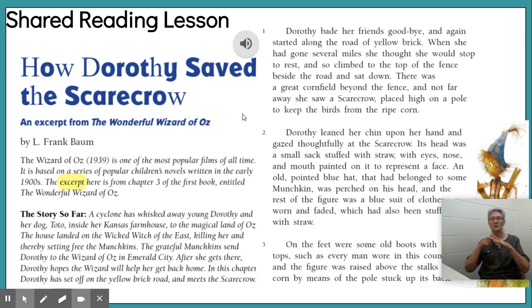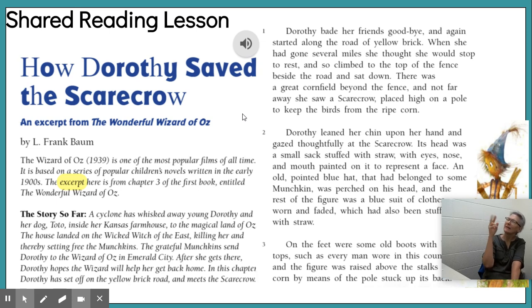Paragraph 1. Dorothy bade her friends goodbye and again started along the road of yellow brick. When she had gone several miles, she thought she would stop to rest, and so she climbed to the top of the fence beside the road and sat down. There was a great cornfield beyond the fence, and not far away she saw a scarecrow placed high on a pole to keep the birds from the ripe corn. Dorothy leaned her chin upon her hand and gazed thoughtfully at the scarecrow.